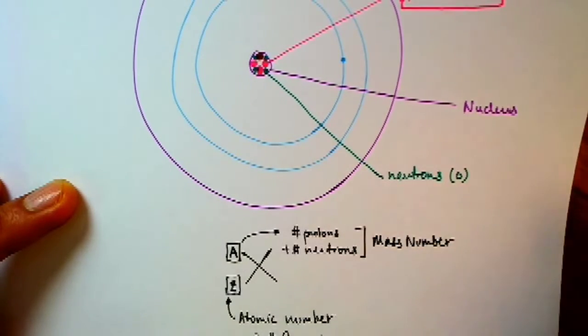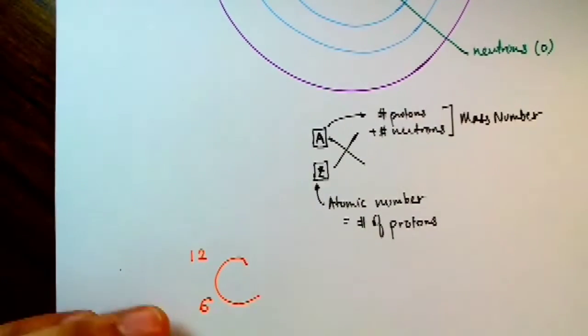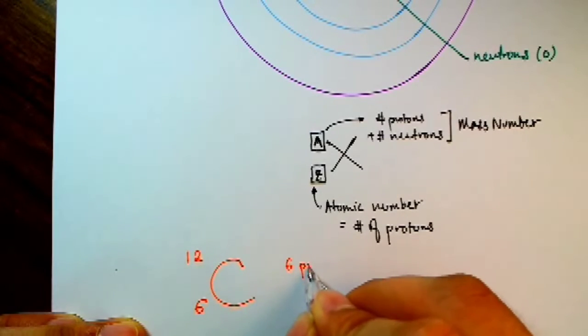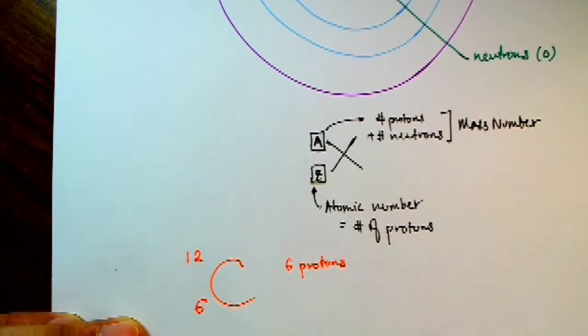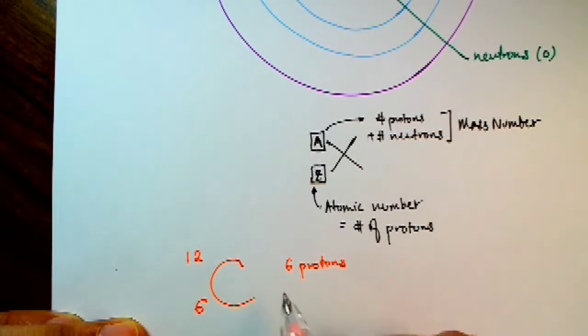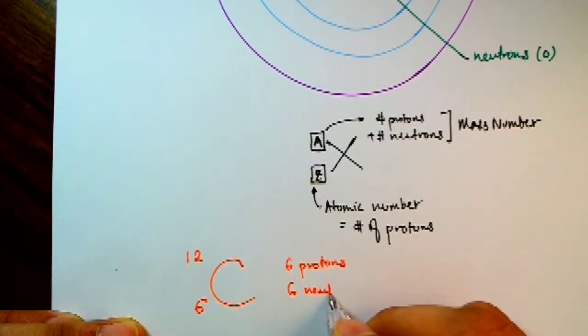That means 6 protons are present in the nucleus. And the mass number 12 represents that 6 protons plus 6 neutrons are present in the nucleus. So that is atomic mass. See here, 6 protons plus 6 neutrons.